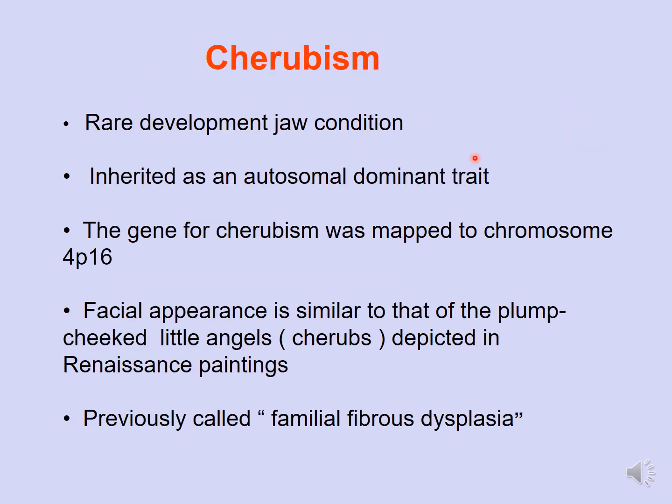Okay, let's look at the next lesion, which is called cherubism. Again, this is a rare developmental jaw condition. The difference between a developmental lesion and a congenital lesion is that congenital lesions are present since birth, but developmental lesions arise along the course of the development of the child, and during the growth phases and growth spurts, these lesions increase in size, and once the entire growth phase is over, developmental lesions are believed to regress in size. That's the difference between congenital and developmental disease.